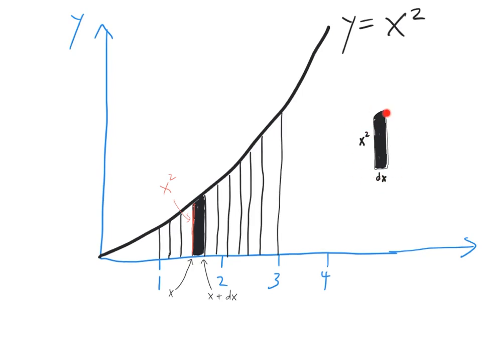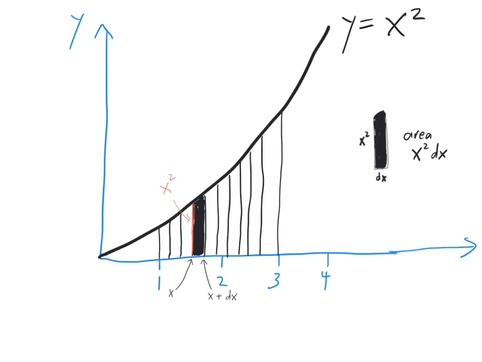Over here, for clarity, I've just redrawn this rectangle, and its base, you see, is width dx. Its height is approximately x squared. So therefore, the approximate area of that one little rectangle located at position x is base times height. So I'll write it as x squared dx. And this quantity, x squared dx, denotes the area of that one little rectangle.